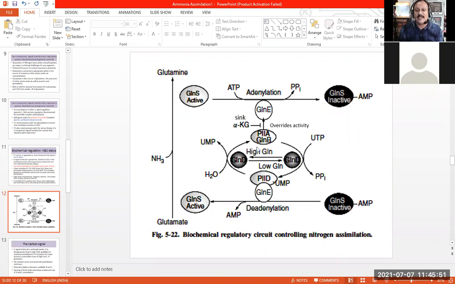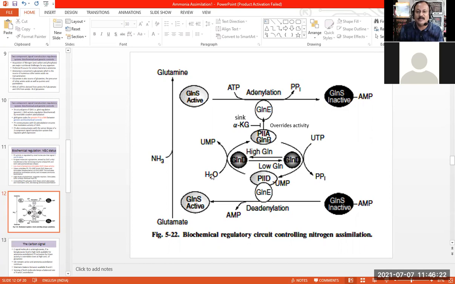Just look at the diagram once again. If the concentration of glutamine is very high, can you see that? Then this sensor kinase GLND will sense it. It will know that the glutamine concentration is very high, and therefore it will be activated in a different way. What it will do is carry out deuridylation of P2 protein. So P2UMP is converted to P2A, without the uridyl group. The uridyl group is removed now.